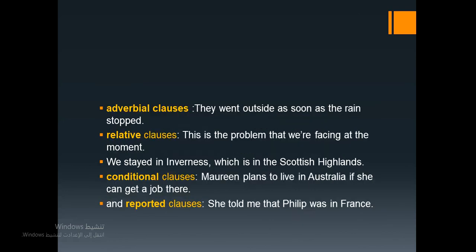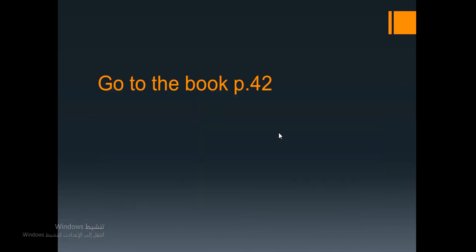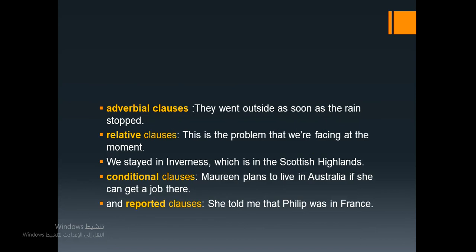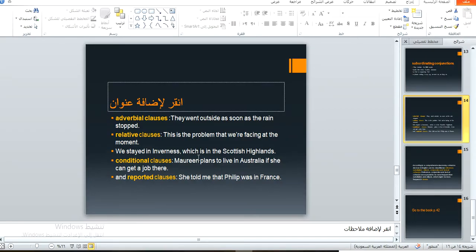Okay, so here are some subordinating conjunctions also in English. We have adverbial clauses, for example, as soon as; relative clauses such as that, which, who. We have also conditional clauses, if, or reported clauses, she told me.